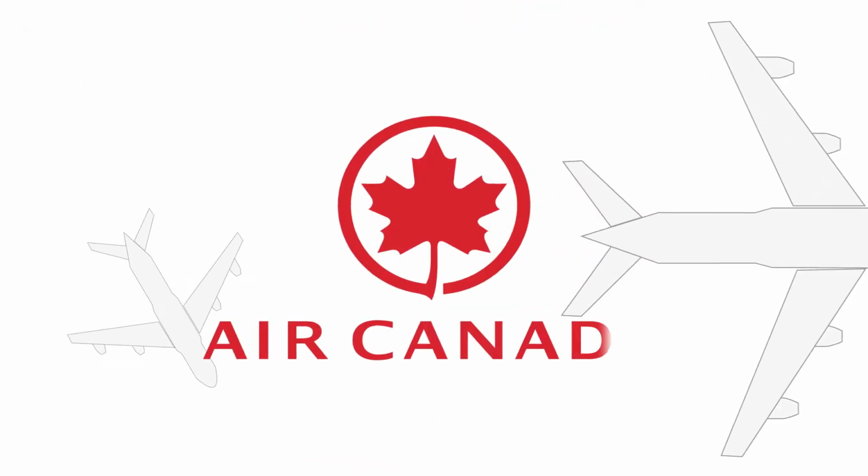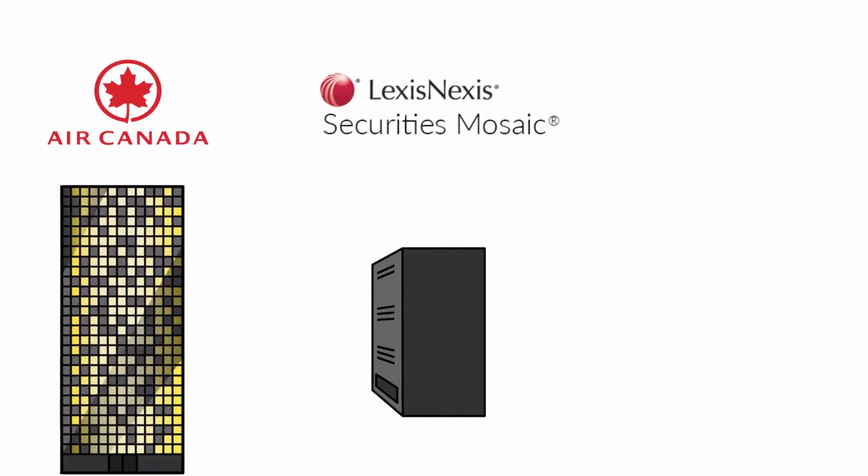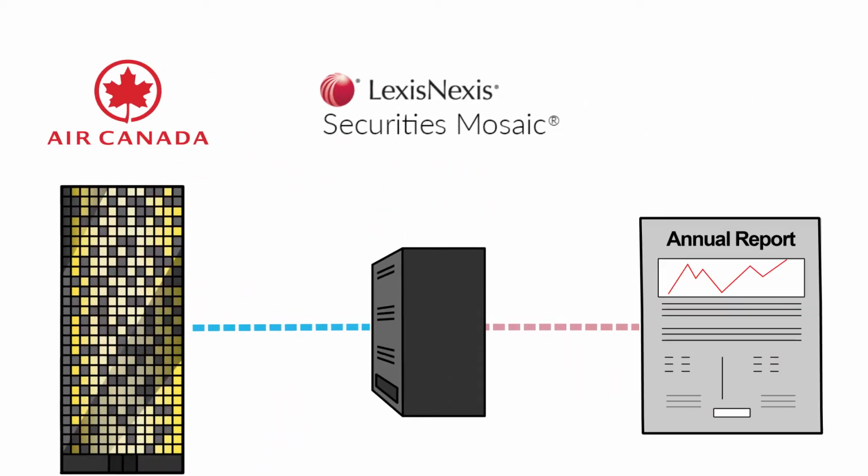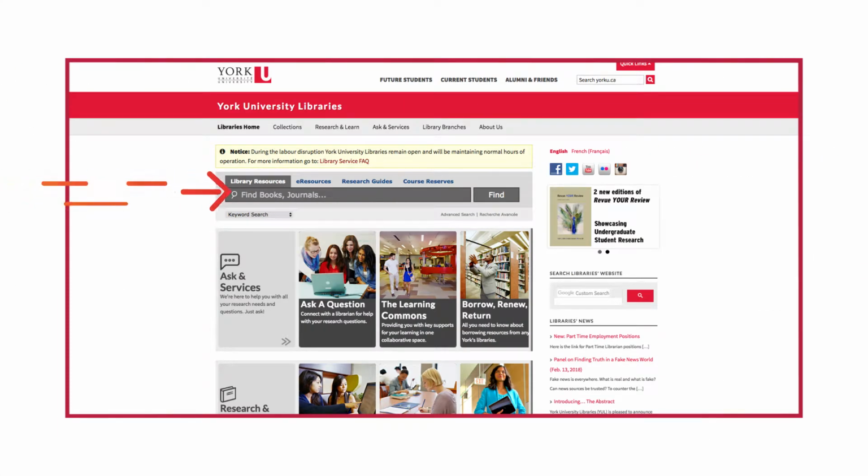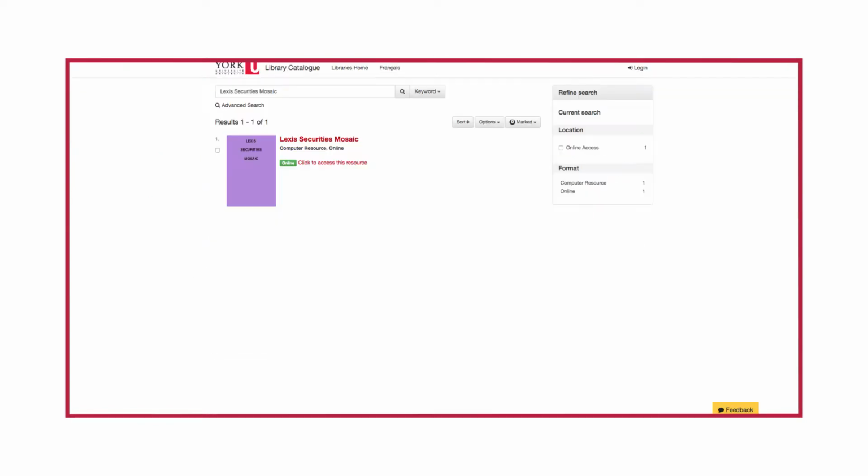Let's use Air Canada as an example to learn about their accounting practices. We'll start by using Lexis Securities Mosaic to retrieve Air Canada's most recent annual report. Go to the library's website, type in Lexis Securities Mosaic, and click Find. Then click to access this resource.